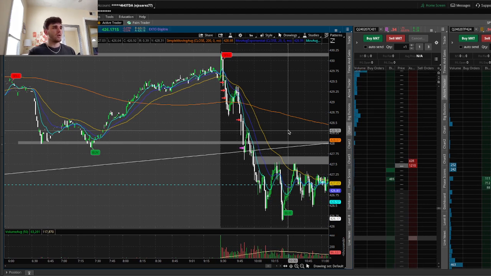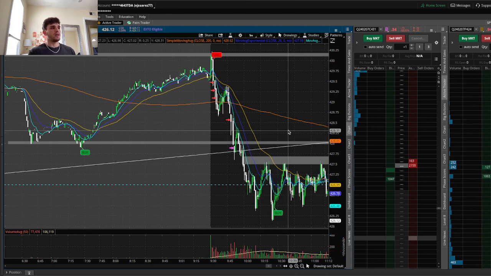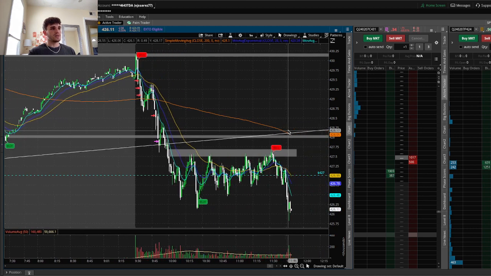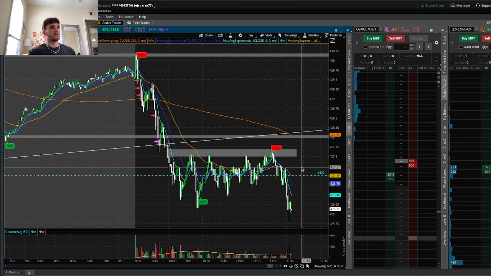I'm trying this out. I'm going to be trying some more trades like this to see how they go, probably lighter position size, but overall it was a pretty decent day today. And as you can see, we've been pretty much consolidating this entire day.